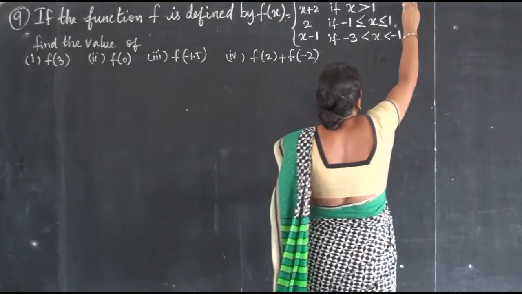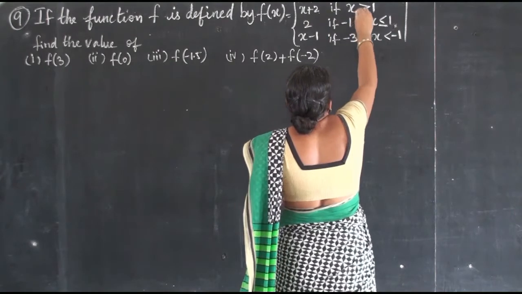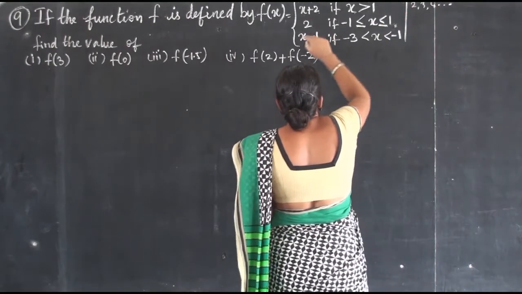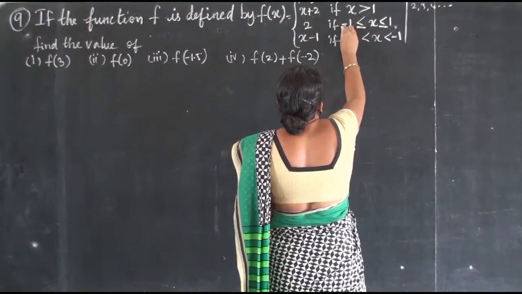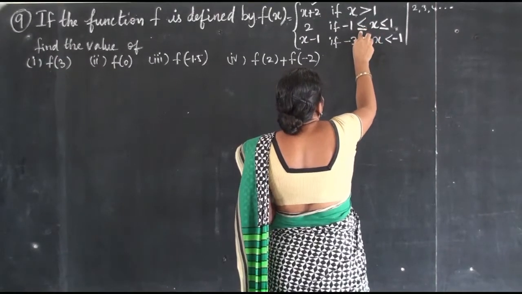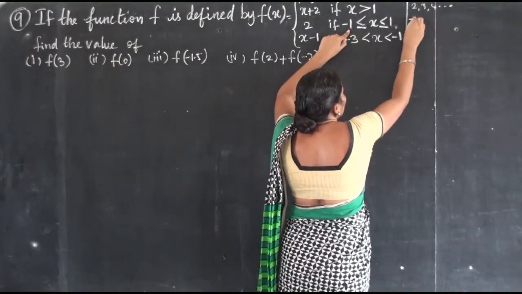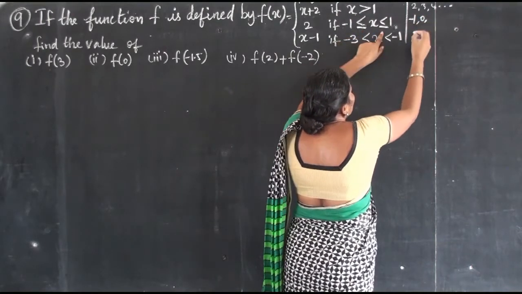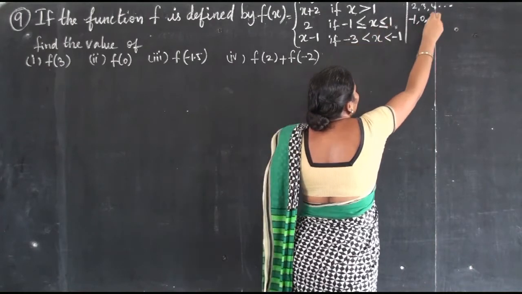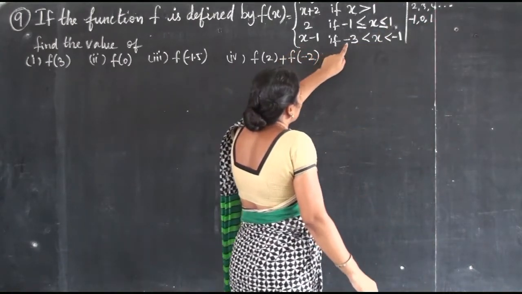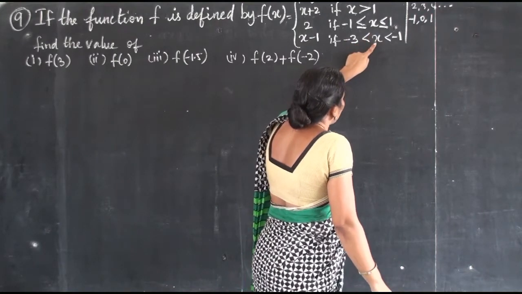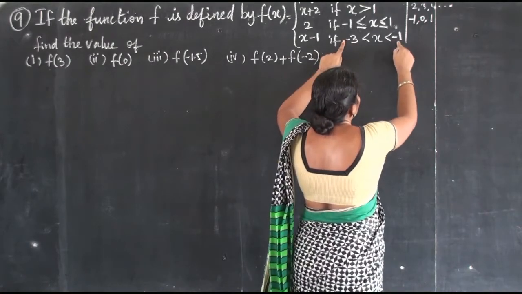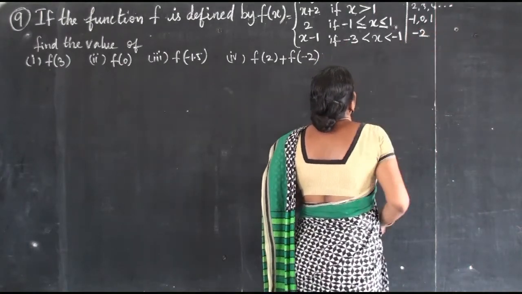So first of all we will find the values. x is greater than 1. What is greater than 1? 2, 3, 4. Isn't it? Greater than 1, we have to use this equation. Minus 1 is less than or equal to x, less than or equal to means you have to apply minus 1, and then after minus 1 we will be having 0, then less than or equal to 1, so take 1. And here the condition is minus 3 less than x and less than minus 1. So between minus 3 and minus 1 we have minus 2. Okay.